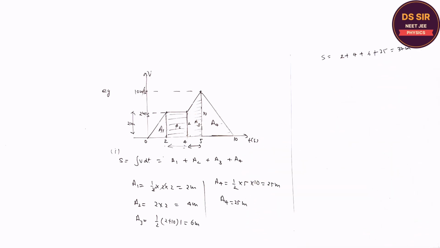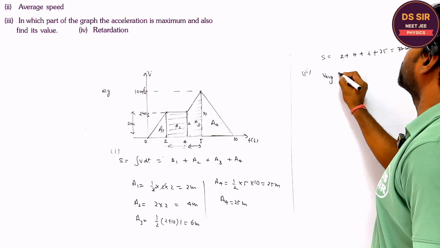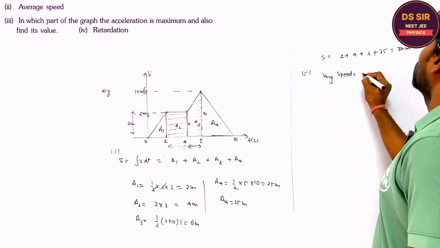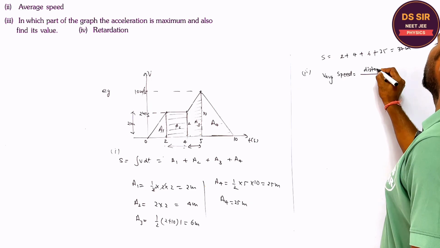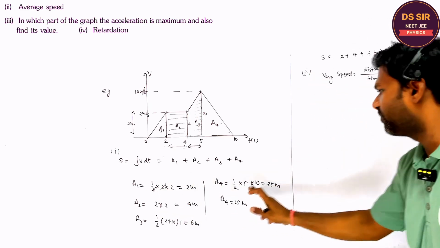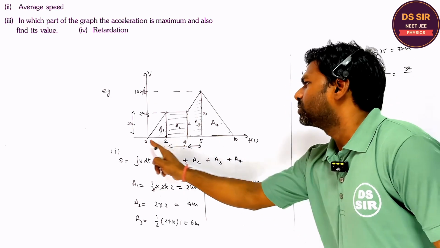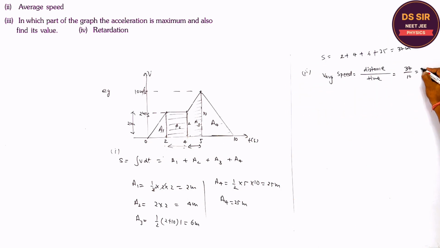First copy this. In the second part, the average speed is nothing but total distance divided by total time. What is the total distance covered? We have found the total distance is 37. What is the total time? 0 to 10 is equal to 3.7 meter per second. This is the second part. All right.